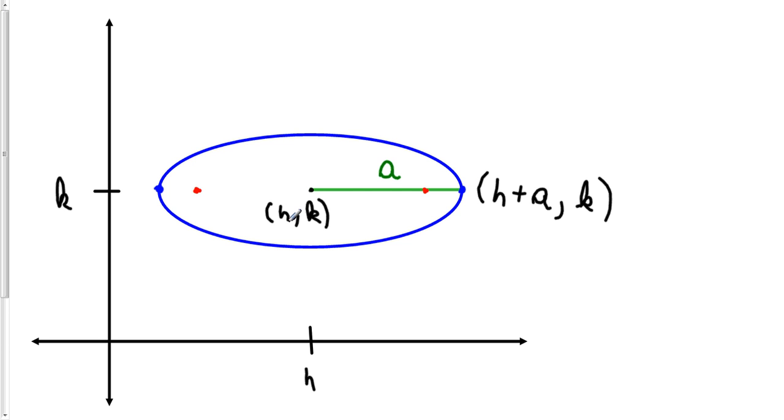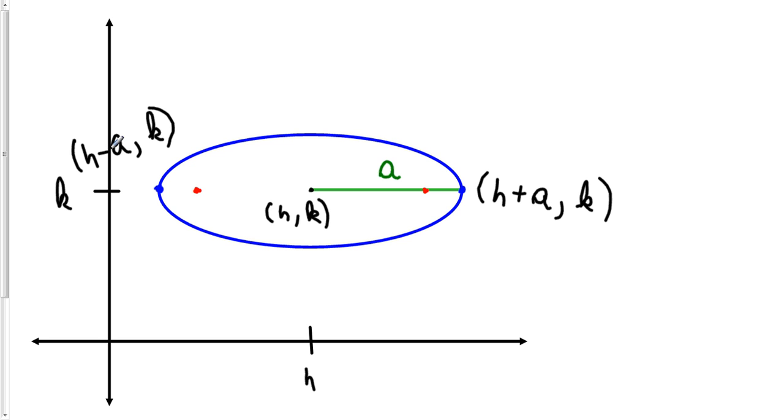So the original x value of h has to have a added to it to get the x value of this point here. And likewise, back here, the center's x value of h, since this distance is also a, has to have a subtracted from it to get this point right here. So that ordered pair is actually (h minus a, k). So that's how you find the vertices of the major axis.